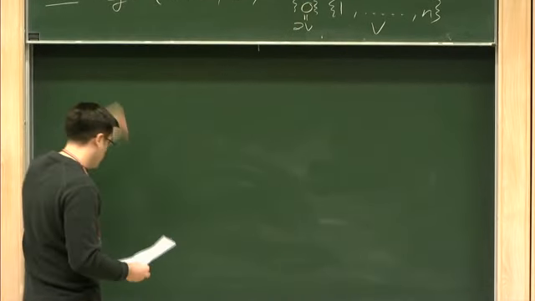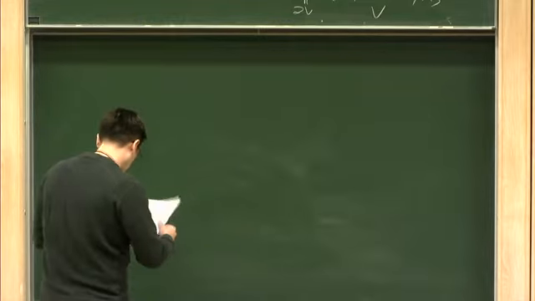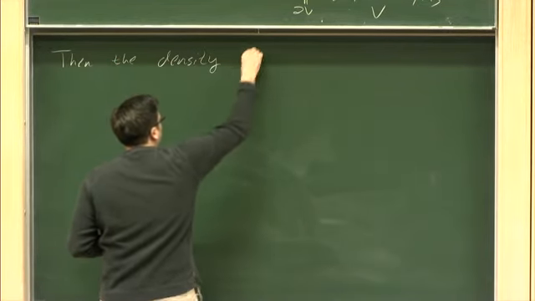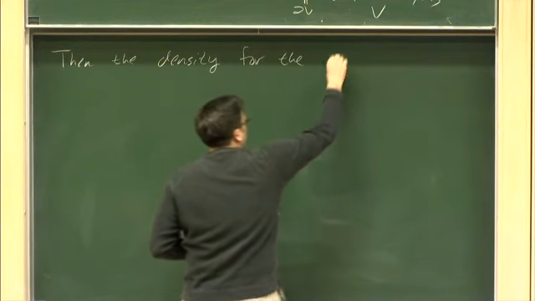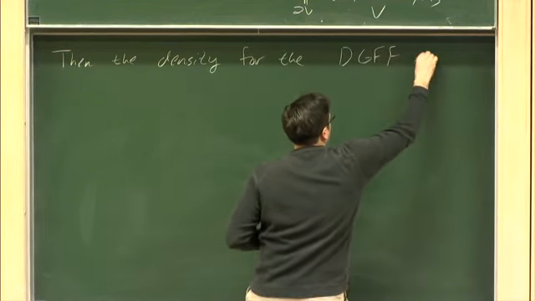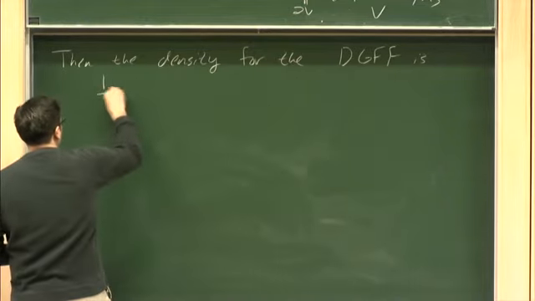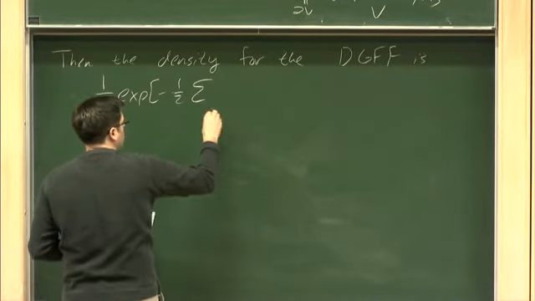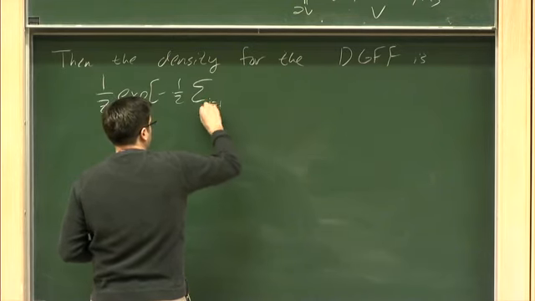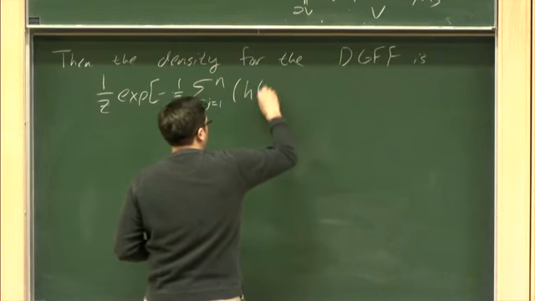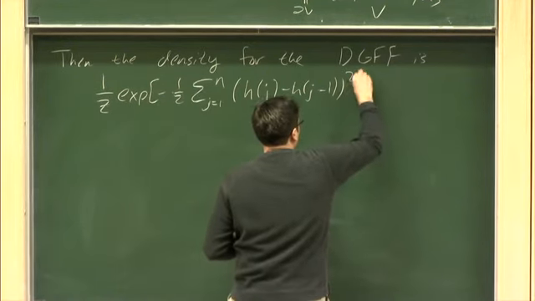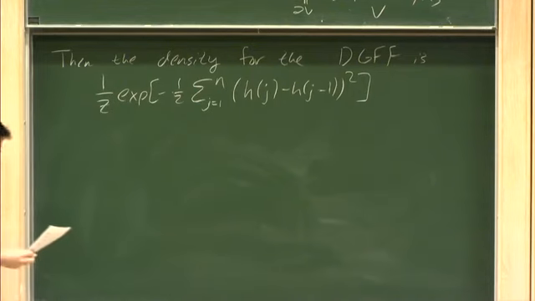So in this case, the density for the discrete Gaussian free field is just given by a normalizing constant, and then you have e to the minus 1/2, and then you sum from j equals 1 up to n of h of j minus h of j minus 1, squared. So it's pretty simple in this case.